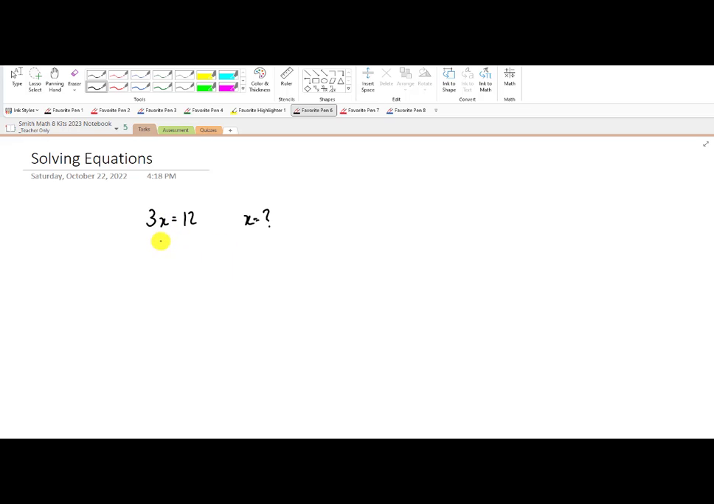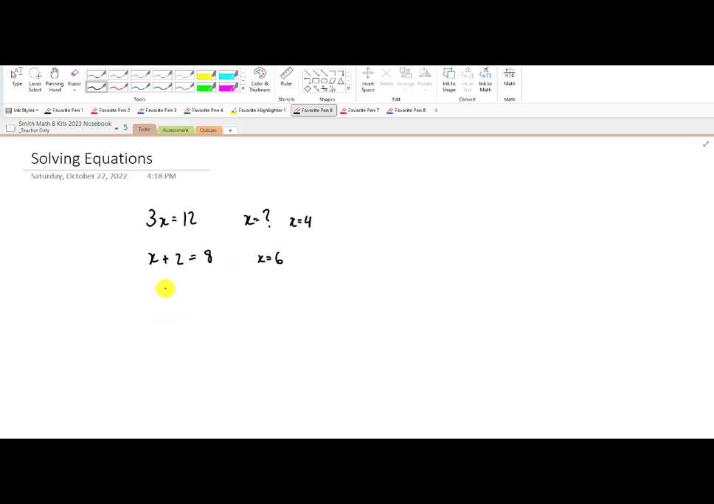So this one we could just use some reasoning, some logic. 3 times something is equal to 12. So that means that something would have to be 4. And that's just from our math facts that we know 3 times 4 is 12. Another example could be if we have x plus 2 is equal to 8. Again, we could use reasoning. Something plus 2 is 8. That means that something would have to be 6. That just comes, again, from our math facts. We know 6 plus 2 is 8.